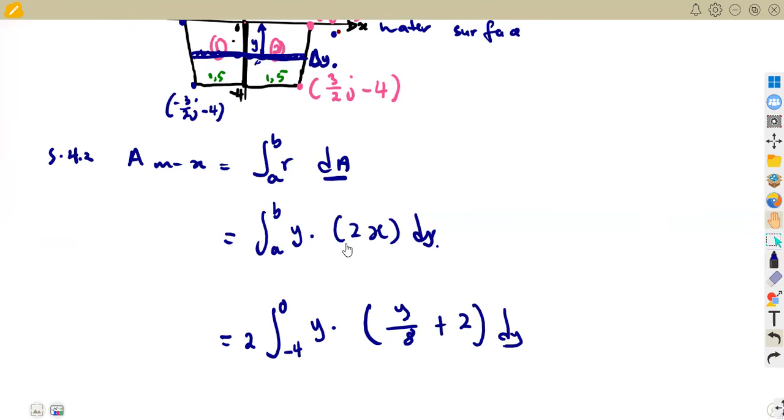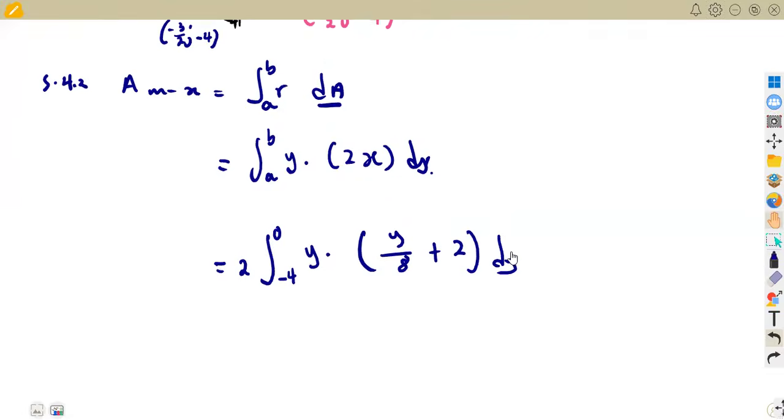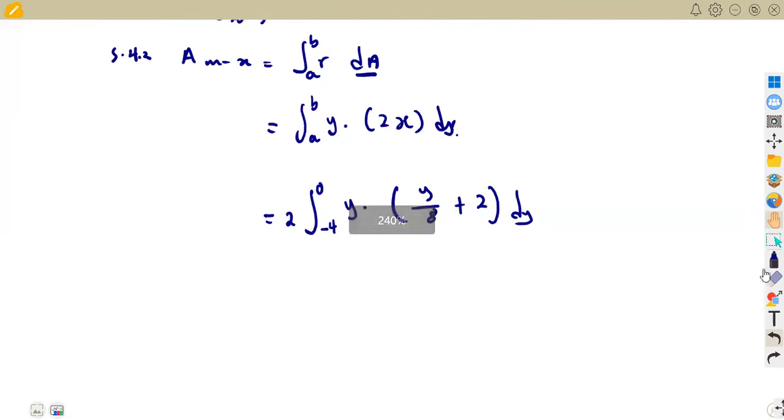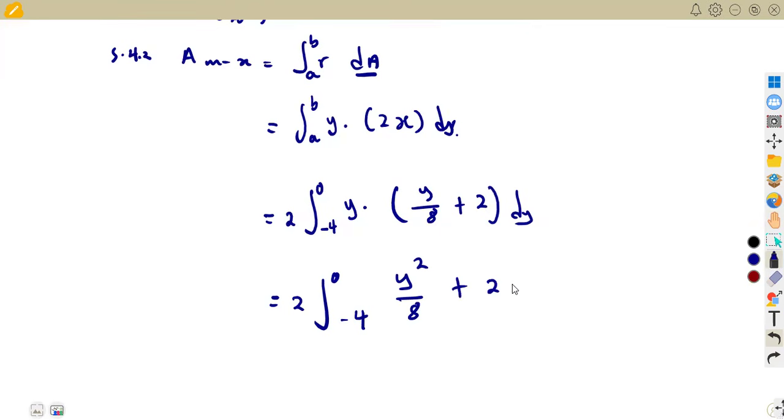The rest is your normal integrals. What is it that you need here? You need to integrate. So what can we do? Expand the brackets, then integrate. We are done, right? So let us integrate. So that's 2 times the integral from 0 to -4. Y times Y there is going to give us Y squared. So that's Y squared over 8. Y times 2, that is just going to be 2Y like this. All right, so let's integrate this with respect to Y. Then we substitute our limits.